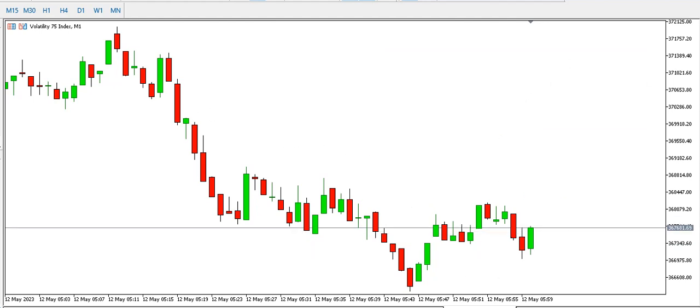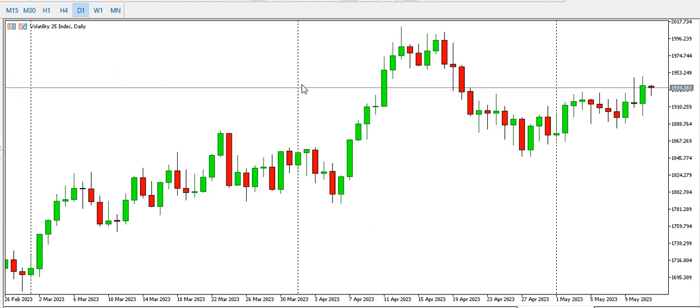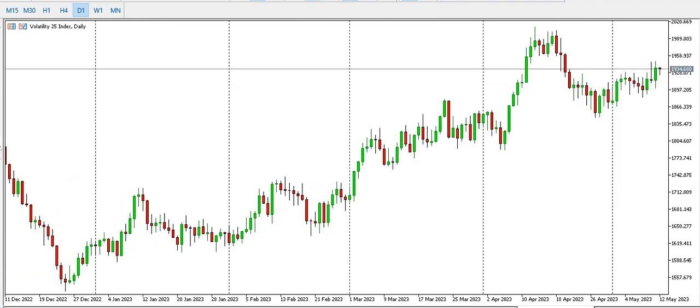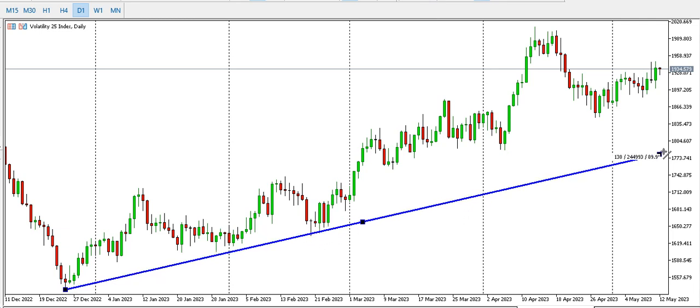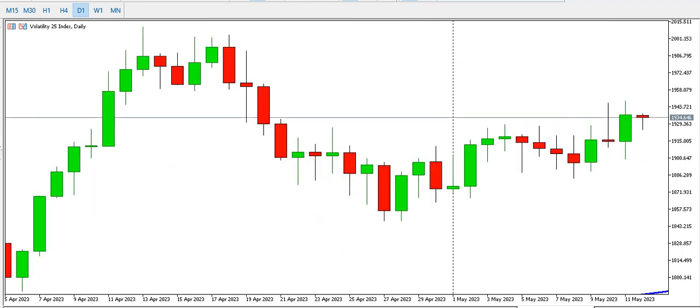Let's look at V25 on the daily time frame. You can see what's happening on V25. V25 on the daily time frame is bullish. Okay, zooming out, just look at that. It's bullish on the daily time frame, and it's going for this top. We are still on the daily time frame. V25 is going for this top.